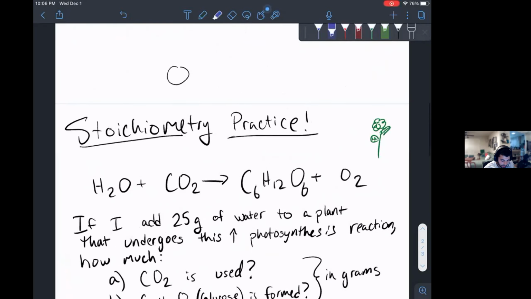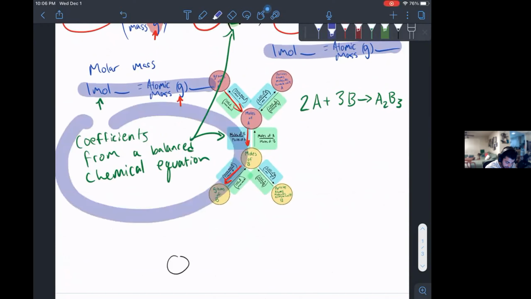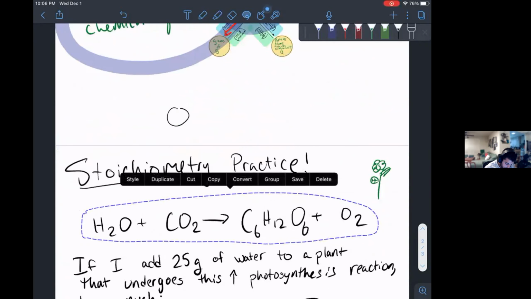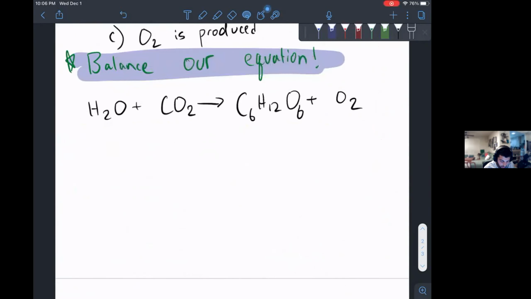We use our coefficients from our balanced equation to convert in the moles to moles section. So I'm going to go ahead and just grab our little chemical equation, duplicate it so that we can get started. So we're going to balance our equation. For those unfamiliar with my balancing method, I like to make a little column chart and put all the elements that are found on both sides of our chemical reaction.